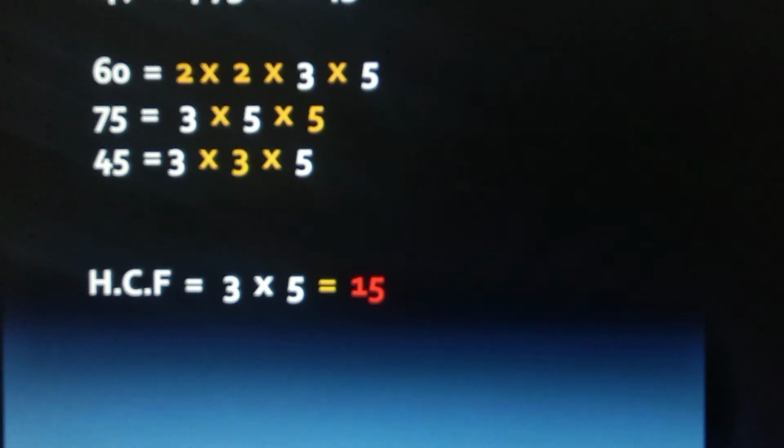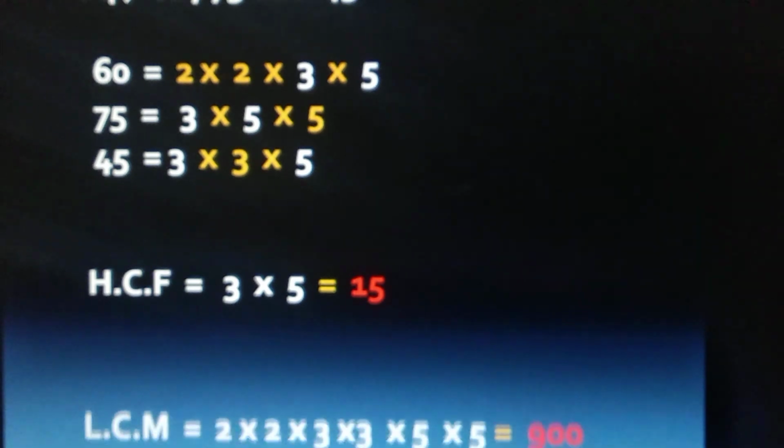It is highlighted with the white color. So one 3. And 5 in the first factorization is one time, second factorization 2 times, third factorization only one time. So one time is common. So into 5. 3 into 5, 15. That is the HCF. Here we did not get 2 in finding the HCF because the factor 2 is only in the first factorization. That's why it is not considered to find the HCF.